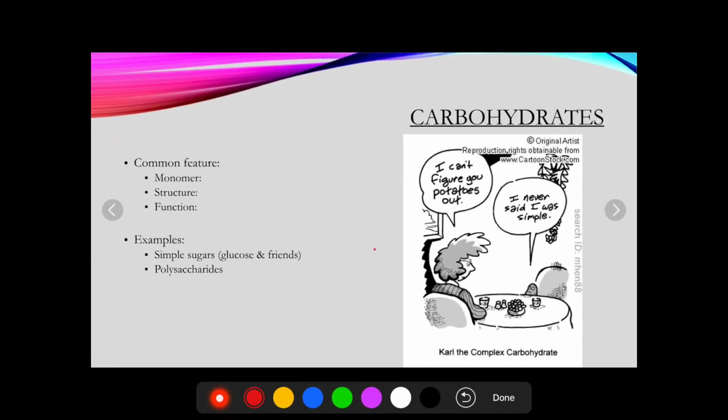It's a little ridiculous. Okay, so we're going over carbohydrates. Yesterday when we talked about lipids, we started off by basically crossing off the monomer, the structure, the function. There was no common structure, function, monomer. Now with carbohydrates, and again when we go into proteins and nucleic acids, we are going to have that kind of structure, and I mean that more in a learning kind of way.